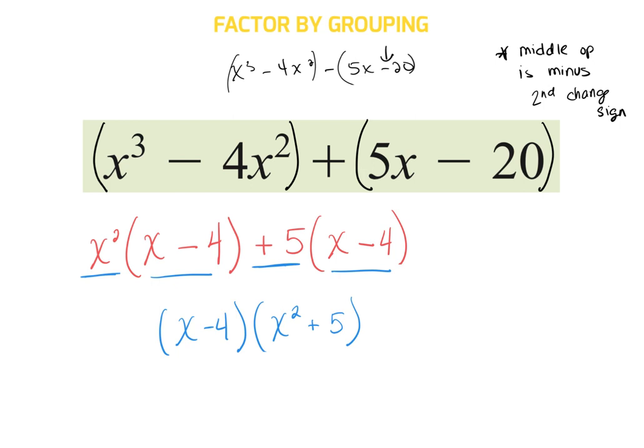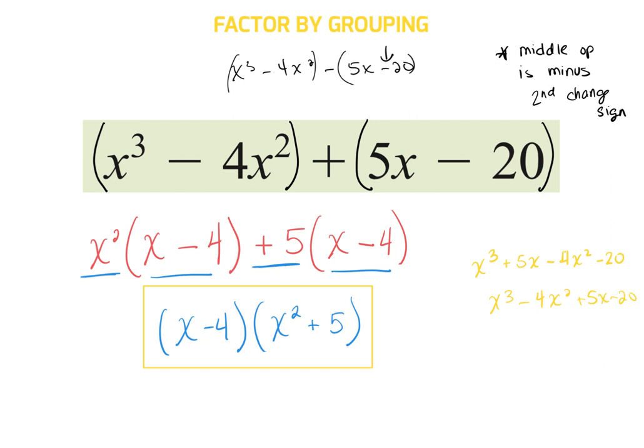If I were to FOIL those binomials, you would get all the way back to your x cubed minus 4x squared plus 5x minus 20. So if I were to do first, outer, inner, last here, you would see that I would get that. And you can always check it. So if you have done your factoring, you can always check your factoring. X times x squared, that's x cubed. X times 5, 5x. Negative 4 times x squared, negative 4x squared. Negative 4 times positive 5, negative 20. If I put it in standard form, I get x cubed minus 4x squared plus 5x minus 20. That is what I started with.